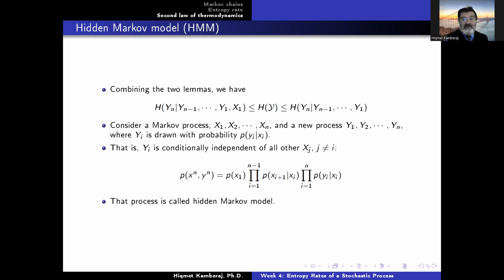Consider a Markov process x1, x2, xn, and a new process y1, y2, yn, where yi is drawn with probability p of yi given xi, so that yi is conditionally independent of all other indexes xj for j different from i. Then you can write the joint probability of the sequence xn, yn. It is equal to p of x1 times the product of i from 1 to n minus 1 of p of x i plus 1 given xi, times the product of i from 1 to n of p of yi given xi. This process, if this condition is satisfied, is called a hidden Markov model.